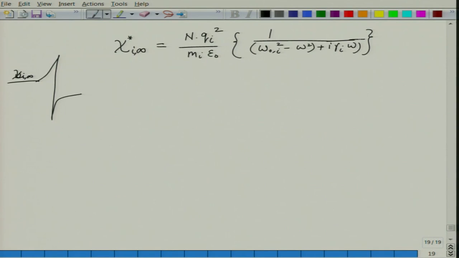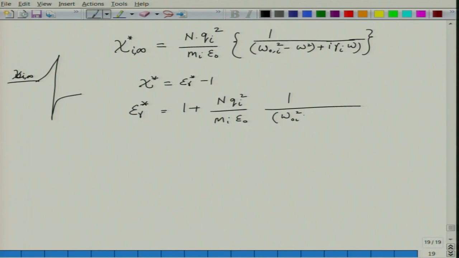This is simple, right? It is nothing but p divided by epsilon naught E. The E will cancel each other. As a result, we will have this term. And from this, we can determine epsilon r. So we know that chi was equal to epsilon r star minus 1. So epsilon r star will be equal to 1 plus n into qi square divided by mi into 1 over omega oi square minus omega square plus I gamma I omega.